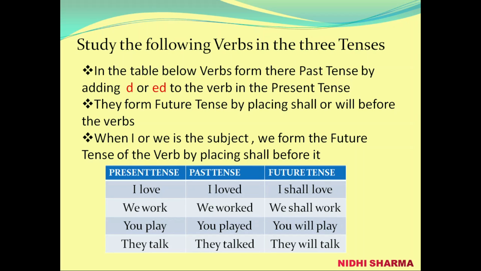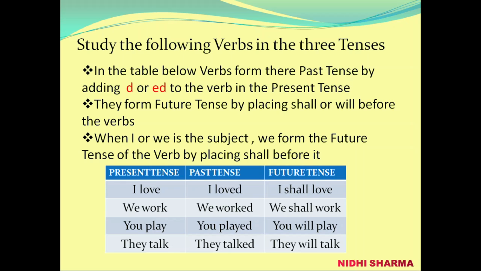Study the following verbs in the three tenses. In the table below, verbs form their past tense by adding d or ed to the verb in the present tense. They form future tense by placing shall or will before the verbs. When I or we is the subject, we form the future tense of the verb by placing shall before it. Now let us see the table.